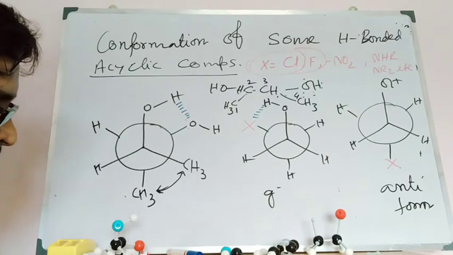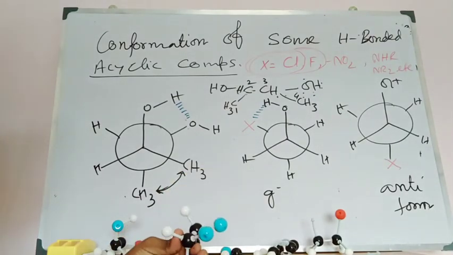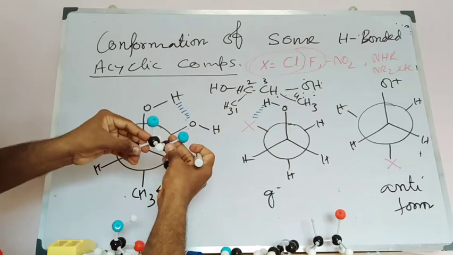Now, if we take the plus or minus isomer, then what will be its hydrogen bonding conformation? So, what conformation forms the hydrogen bonding? If we take this one, that is the front carbon is here, and it will go there.